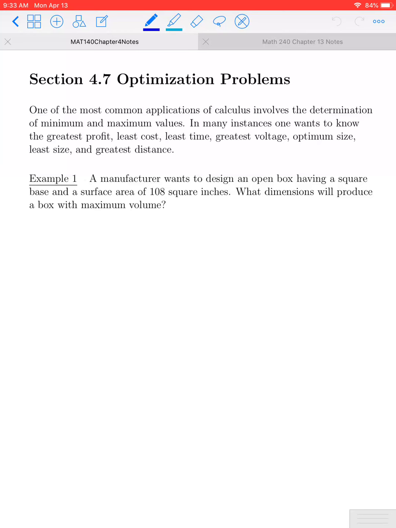In section 4.7, we're going to take a look at optimization problems. These are a series of problems that highlight and showcase one of the powerful uses we get out of the calculus concepts we've already discovered thus far in the class.